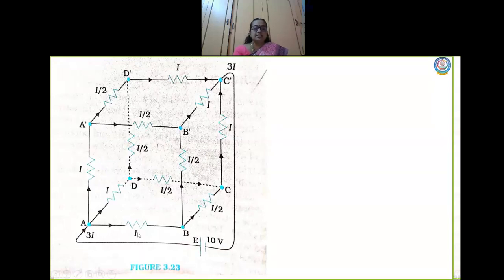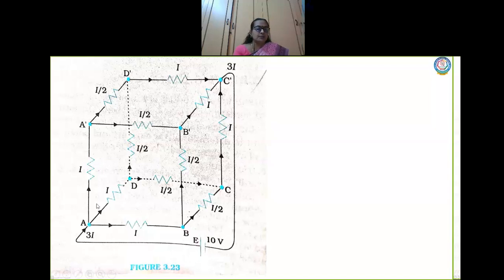Okay, now look at the connection here. This junction is connected to the other junction by a battery of 10 volt. Are you able to understand? See, A and C' are connected, that is, along the diagonal it is connected, children, and you have a battery whose voltage is 10 volt.